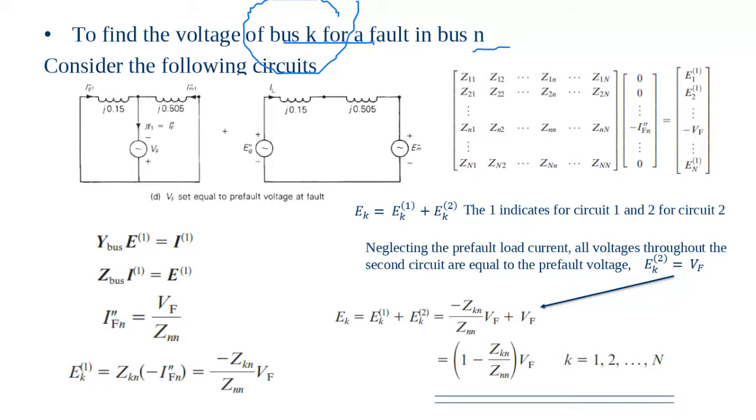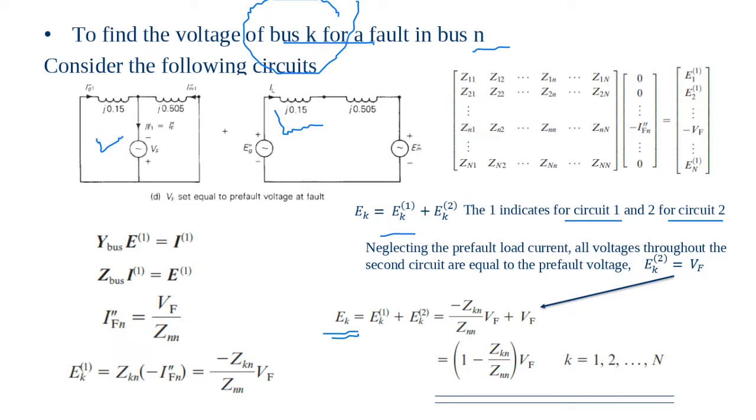So how do we find these buses? It's very simple. We want to find the voltage at bus number K. Here we say K1 and K2. The 1 indicates circuit 1 and 2 indicates circuit 2. Remember, now we have this one. This is the load. When it is like this, this is at the fault. So we call it 1 and we call it 2.